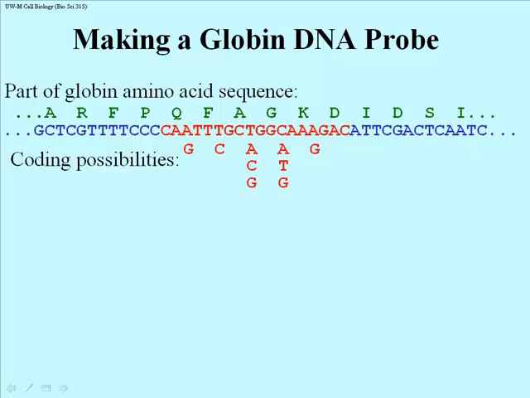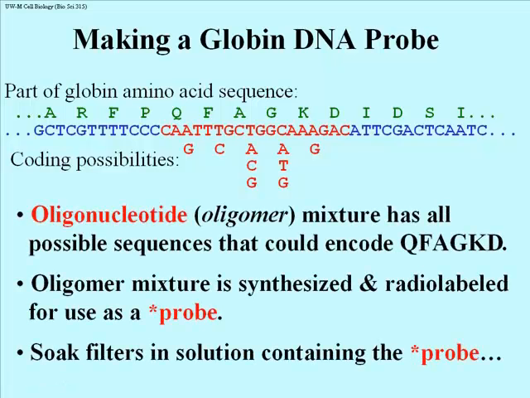And you go to the genetic code dictionary, and you see Q is encoded by CAA or CAG. Phenylalanine, F, is encoded by TTT or TTC. Remember that some of the amino acids have only 2 code words. Some have 1 code word, some have as many as 4, and those are shown here. So you take all those coding possibilities, and you synthesize. What we did is we went and paid someone to do it for us. We had an oligonucleotide produced, which was really a mixture that had all of the possible sequences that could code for this amino acid sequence QFAGKD. Turned out that was 128 different oligomers.